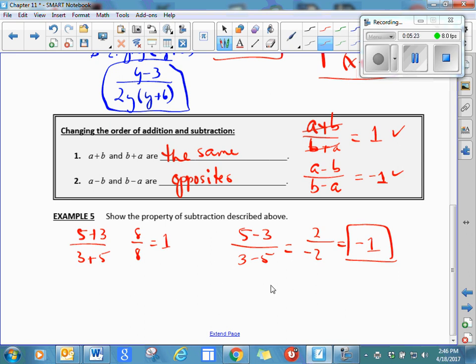So if you want to try another one just to satisfy yourself, 7 minus 10 over 10 minus 7 is minus 3 over positive 3, which is negative 1. So anytime you have opposites, they will divide, but not to a positive 1, to a negative 1. So we're going to have some examples on the next page with this.